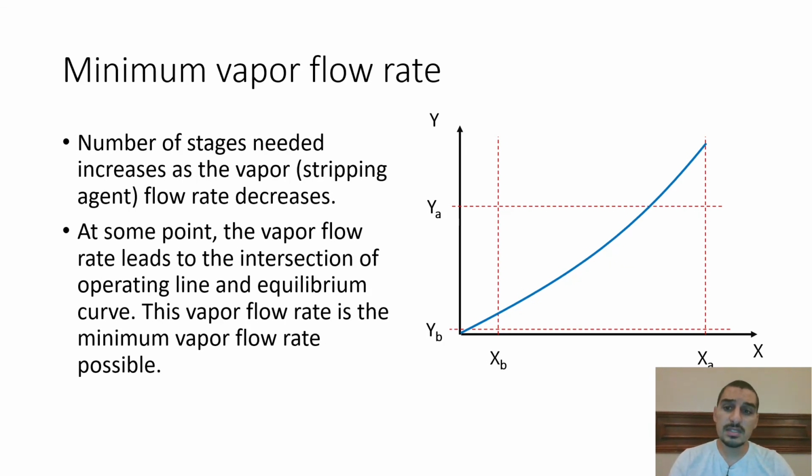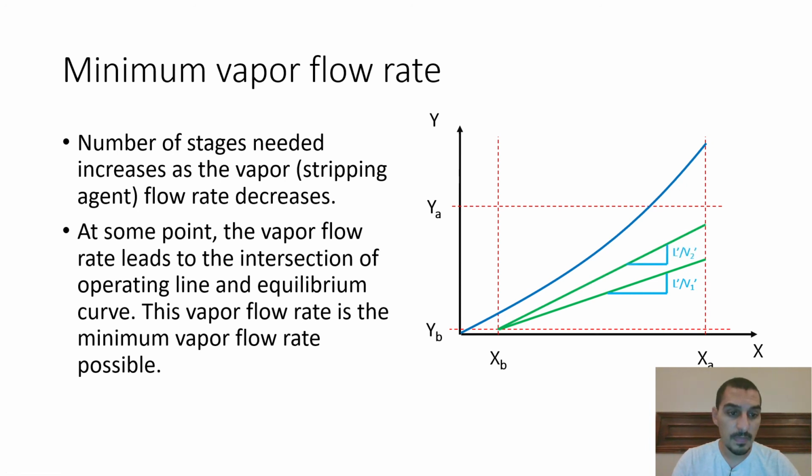One last thing is how we can decide the amount of vapor that we're going to use, or the boil-up ratio that we're going to use. So as we mentioned before, this is the slope, and here the parameter that we are changing is the vapor. It's not the liquid anymore. So this is the vapor flow rate. So if we decrease the vapor flow rate, the slope is going to be higher. So it's getting closer to the equilibrium curve until we reach the point where the operating line and equilibrium curve intersect at a point, which is a pinch point.